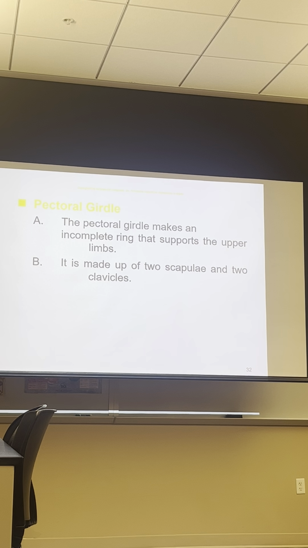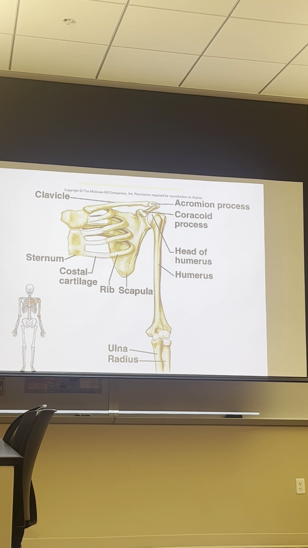We also have the pectoral girdle. The pectoral girdle is an incomplete ring of the upper limb. You've got the scapula, the clavicle, and the humerus, and then a couple of ribs here. This whole thing here is called the shoulder girdle. There are lots and lots of muscles and tendons in this area. We'll talk more about them when we get into joints pretty quick.